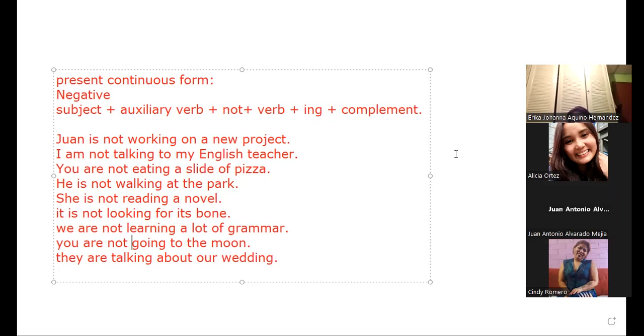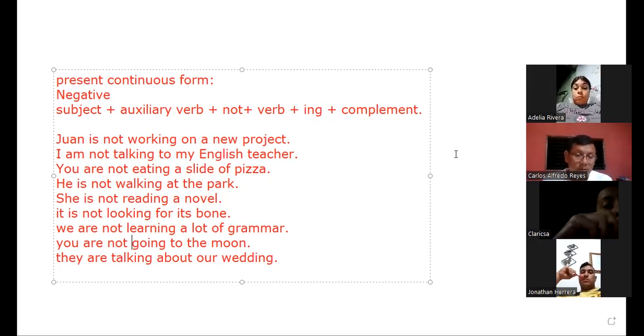¿Qué más está ahí? Okay, Carlos, ¿cómo se siente hoy? Ayer estaba estresado, ¿verdad?